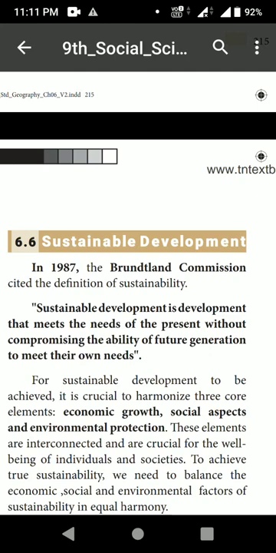So, we want to use our things in a proper manner. Sustainable development means what? It is the development that meets the needs of the present without compromising the ability of the future. We should keep for the future also.